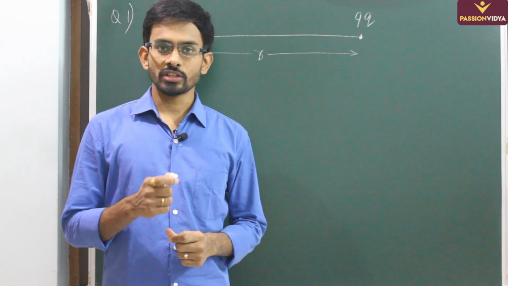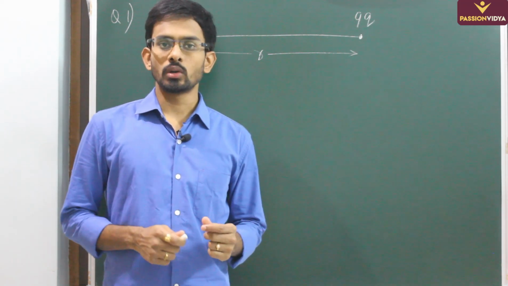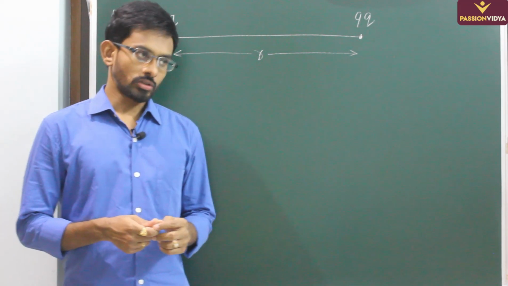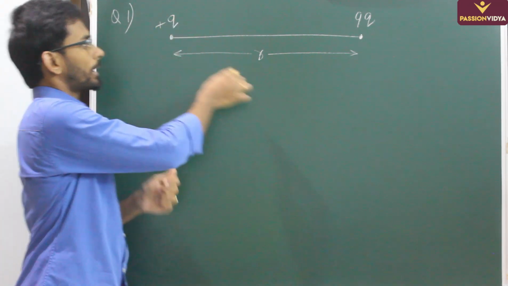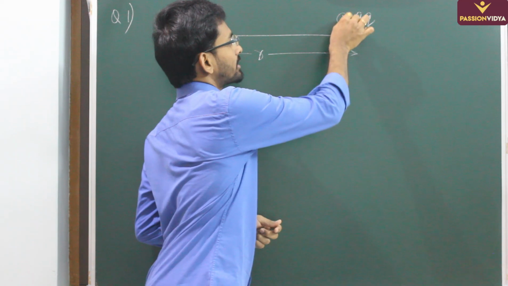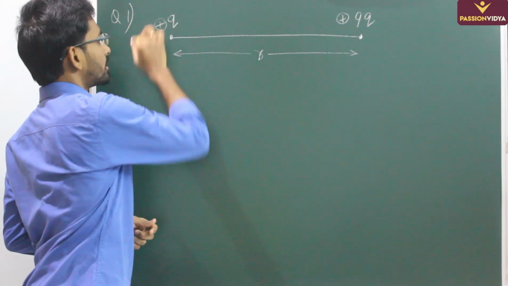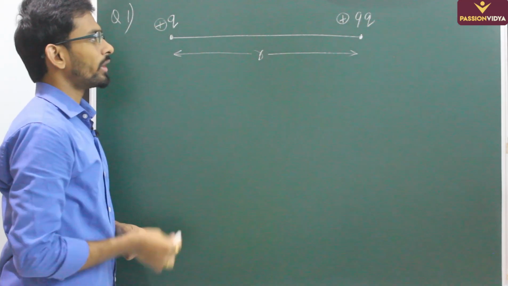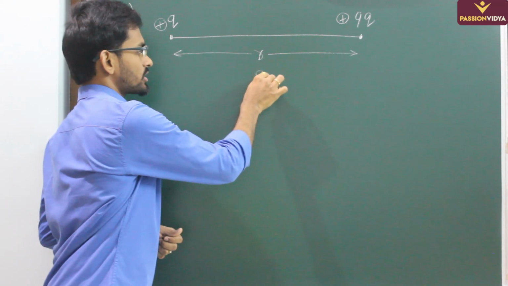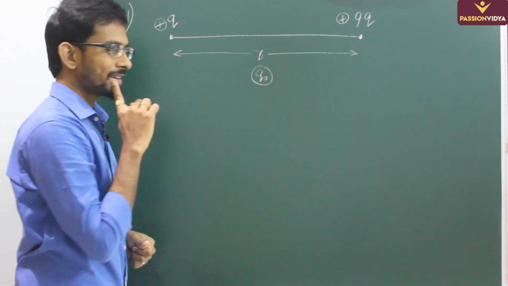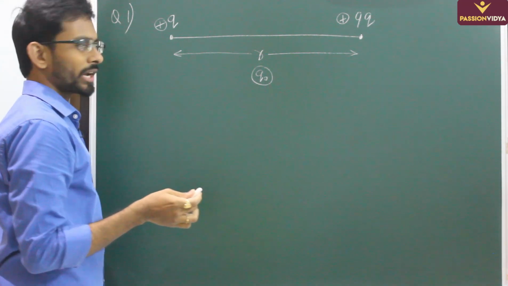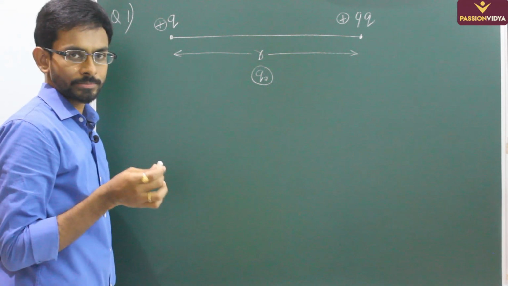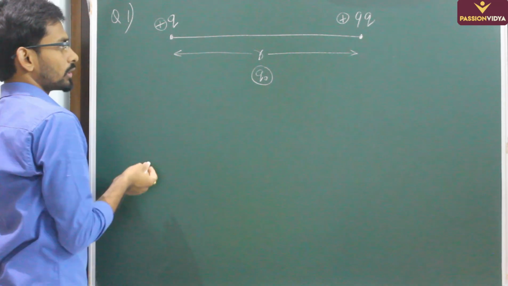So guys, let us discuss two questions such that you will get clarity over this topic. First question: two charges plus q and plus 9q are separated by a distance r. Now find where the third charge, the test charge q0, has to be placed such that it will be in equilibrium. So try to do it guys, pause the video and try to solve the question. Okay, now we can look at the solution.